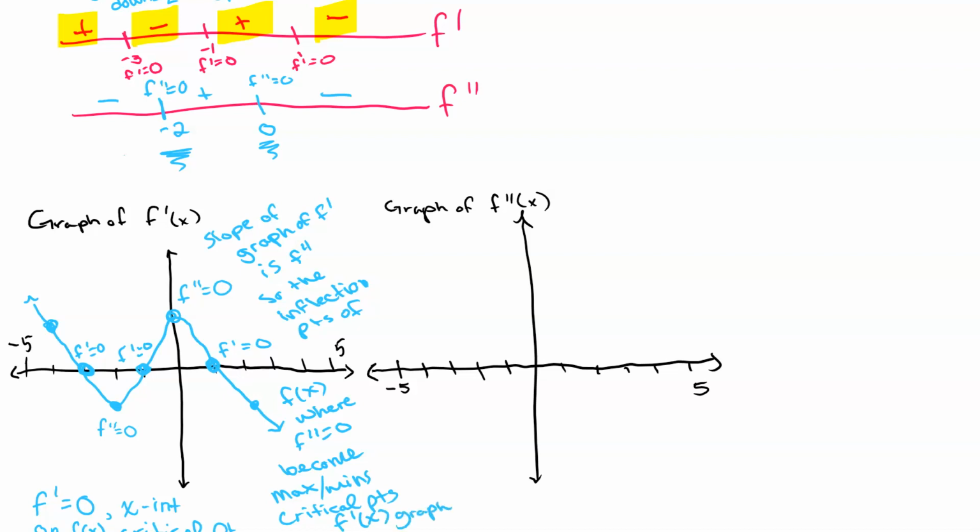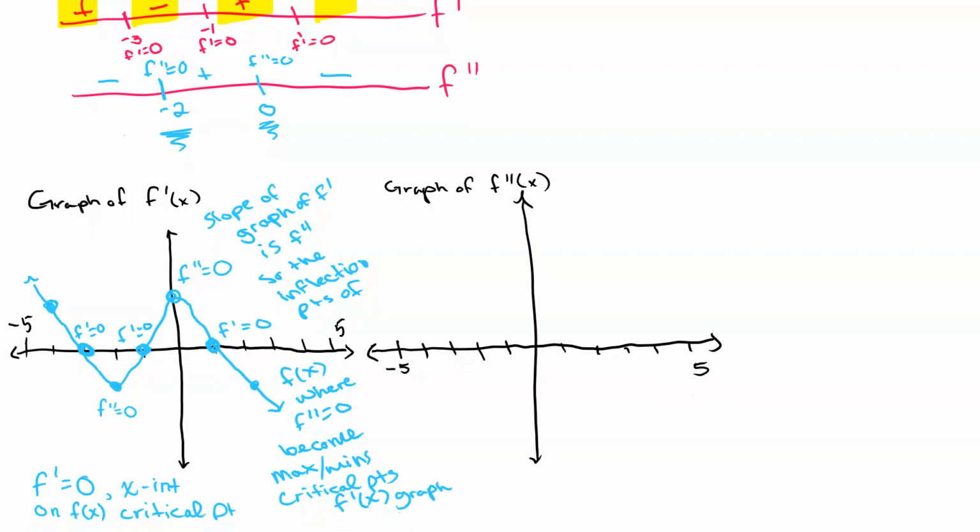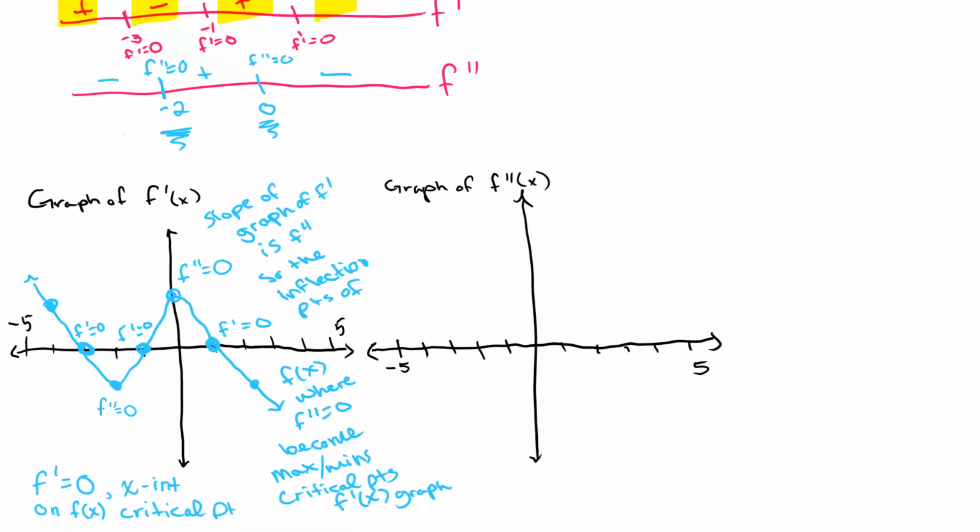All right, so we have two characteristics that we're paying attention to. Just critical points of our original graph where f prime equals 0, and the inflection points of our original graph where f double prime equals 0. Key characteristics, those critical points from the original graph become our x-intercepts because we're talking about the graph of f prime here. Right, and our slope of f prime is going to be determined by the second derivative.